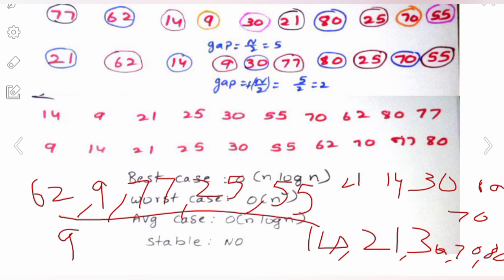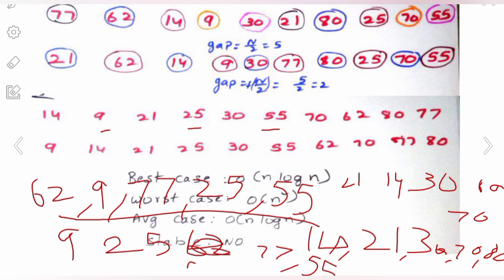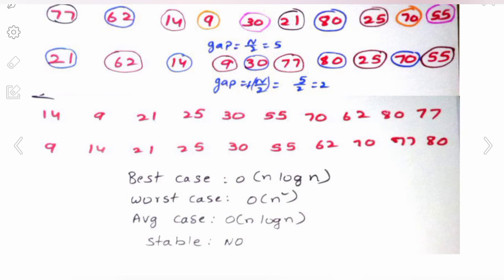So 9, 25, 62, 77 and 55. So this is the next order. In subfile 2, we have 9, 25, 55. Here I have not arranged this, so 55, 62 and 77, right? 62 and 77. So these are in subfile 2. So subfile 1 elements are this and subfile 2 elements are this, right? In this manner we can arrange the elements using both the bubble sort and insertion sorting techniques.